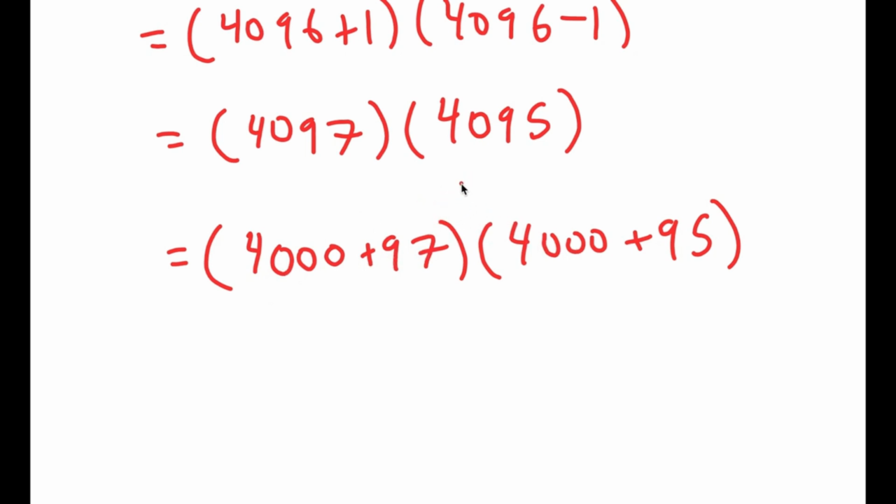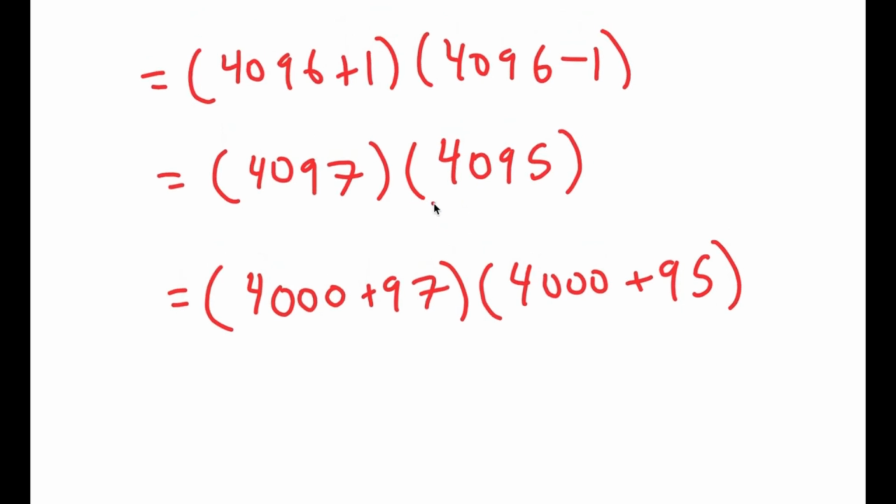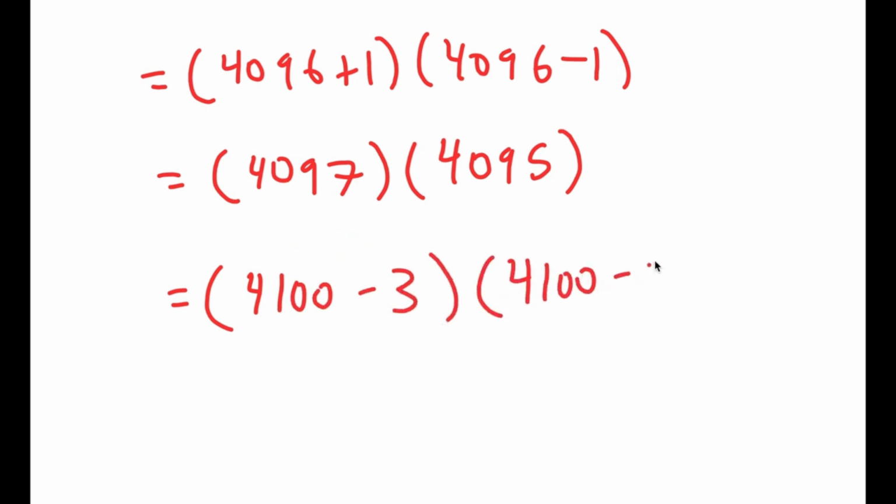So I'm going to be solving this problem by distributing. Or what I can also do, which is an easier method, is to rewrite 4,097 as 4,100 minus 3 times 4,100 minus 5. And this is also another way to rewrite this, this time subtraction instead of addition. But now, notice how we have 3 times 5, which is much easier to solve than 97 times 95. So now, I'm going to distribute my 4,100.